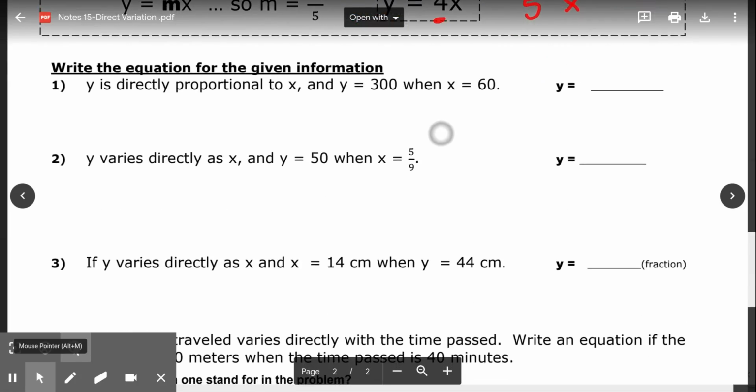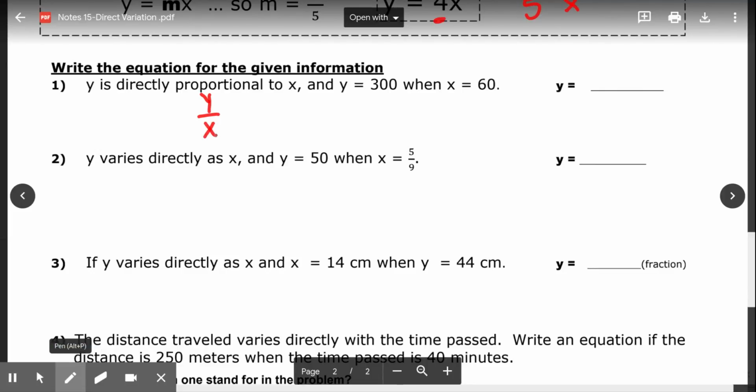All right, let's go ahead and take a look at problem number 1. It says y is directly proportional to x. We know that, y over x. So when y is 300 and x is 60, the zeros cancel out, and 30 divided by 6 is 5. So y equals 5x, because remember, that's the slope.